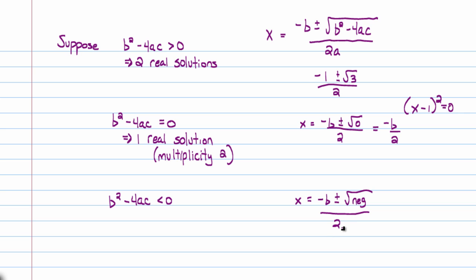I should probably have written 2a there, 2a there, and 2a down here. Oh, that didn't have 2a. Anyway, sorry about that. It turns out that if you have a negative underneath the square root, you have complex solutions, right? Complex number solutions. So this implies that you have two complex number solutions.